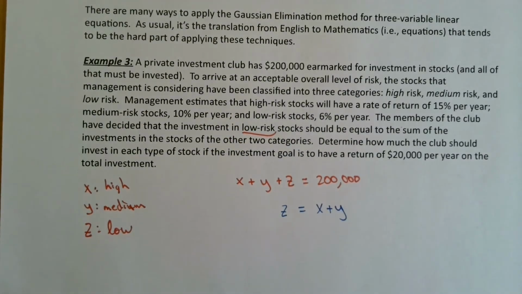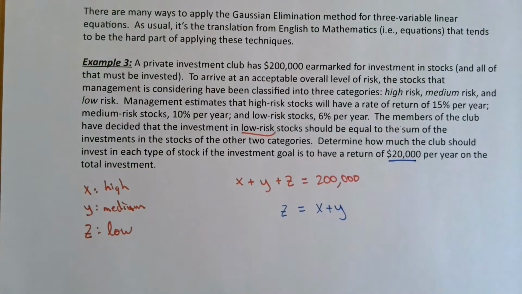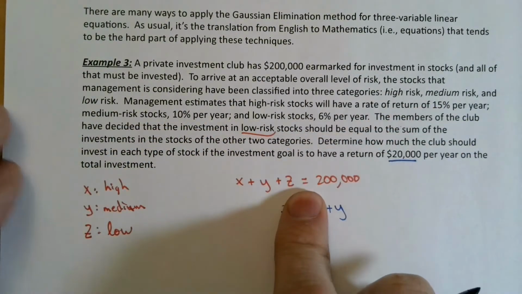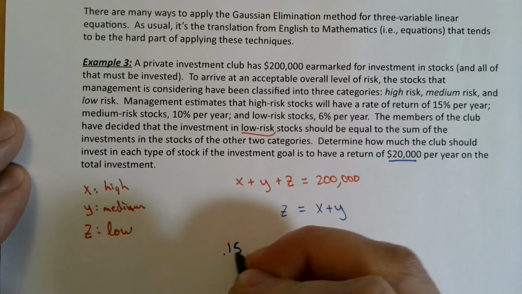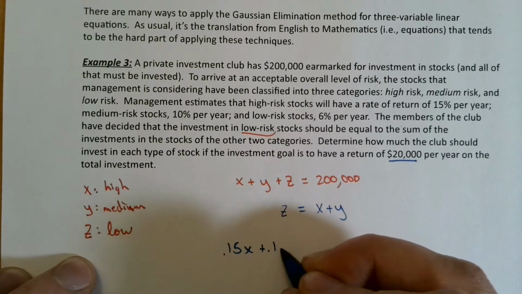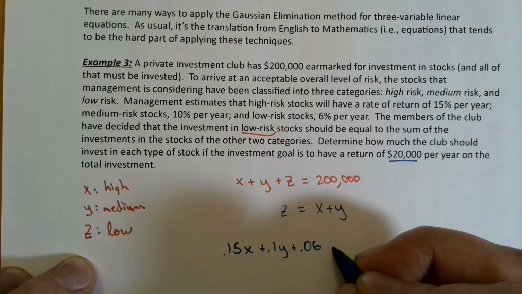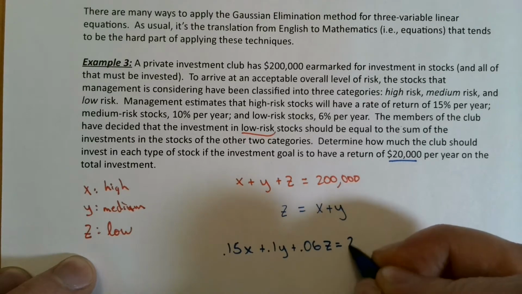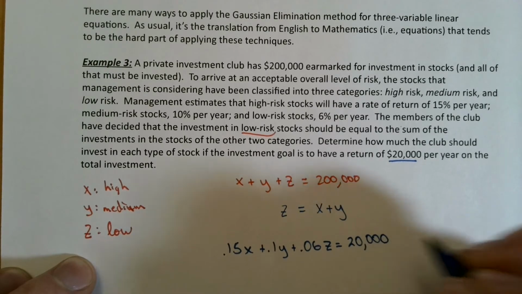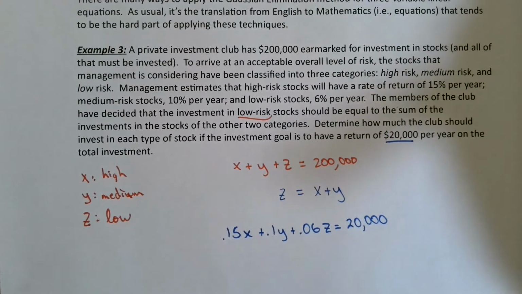Now, the final thing in here is that we want a total return at the end of $20,000 per year. That's where our percentages come in. We're expecting to make 15% return on our high risk, plus 10% return on our medium risk, plus 6% return on our low risk, and that's all to equal 20,000. So there's our three unique equations.